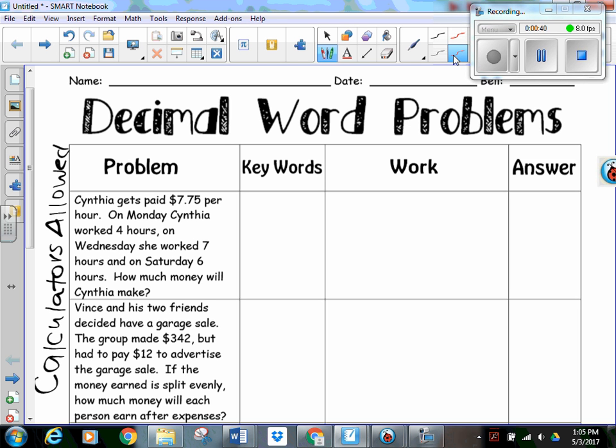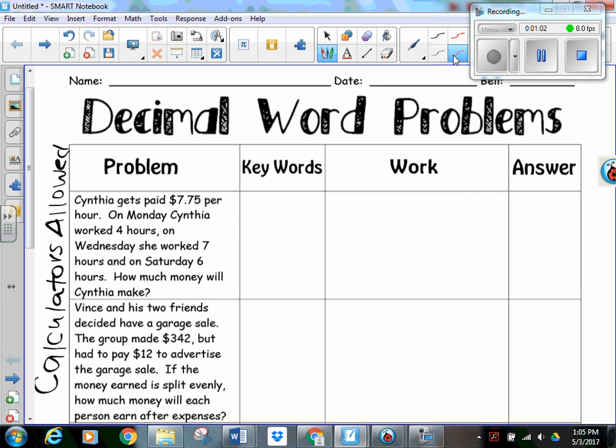Anytime you have a word problem, whether it's dealing with decimals or fractions, percentages, whatever it may be, it's always a good idea to, one, read the problem, and two, underline important information. The next thing after we do that, we want to look for keywords. We want to show our work, and then we want to write our answer with the correct units demonstrated. All right, so let's take a look at the first problem.